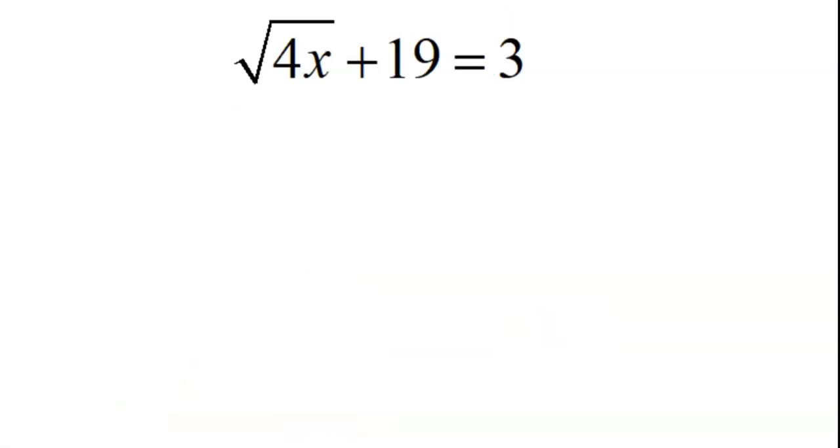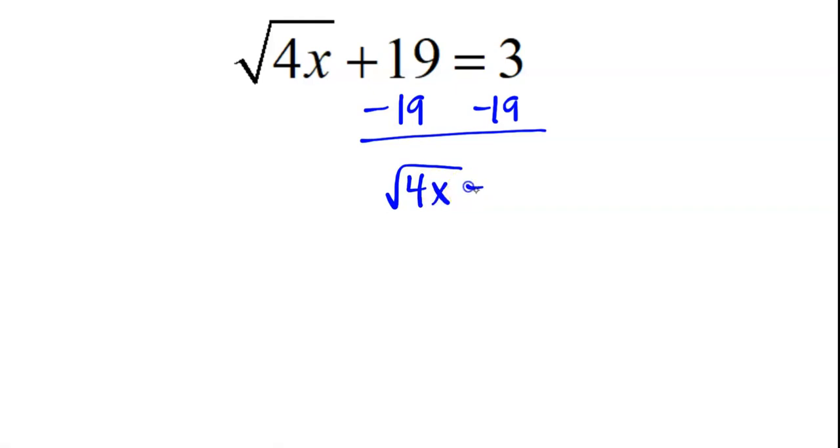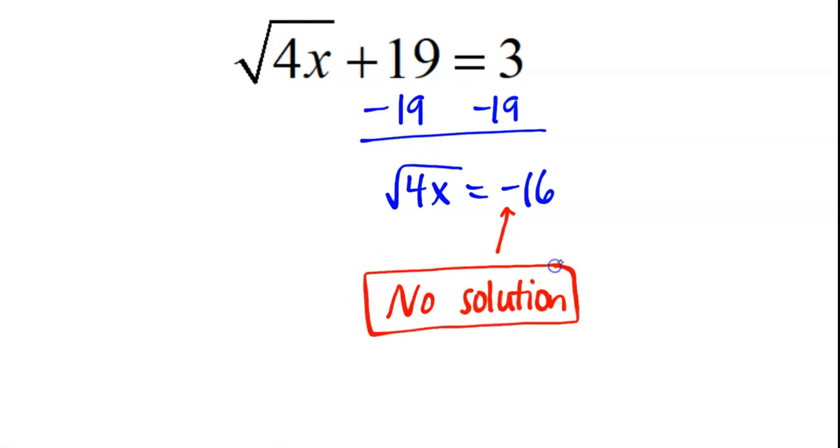Let's look at one more type. In this type again, we need to get the radical all alone. Let's do that by subtracting 19 on both sides. And you know what? I can actually stop right here. How do I know I can stop? It's because I can never take the square root of a number and have it equal a negative number. Therefore, my answer here is no solution, which means there is no number that I can plug in for x, multiply by 4 and take the square root of it and add 19 and ever get the number 3.